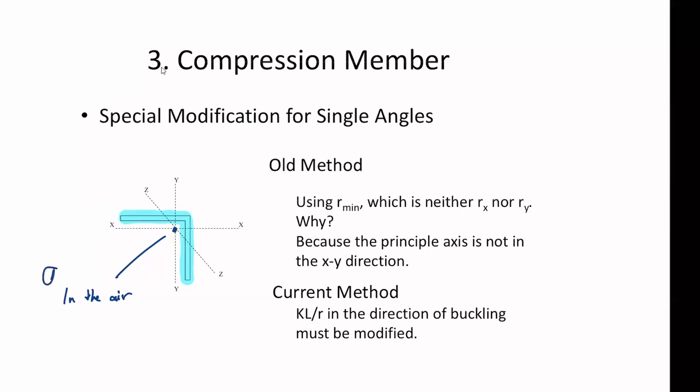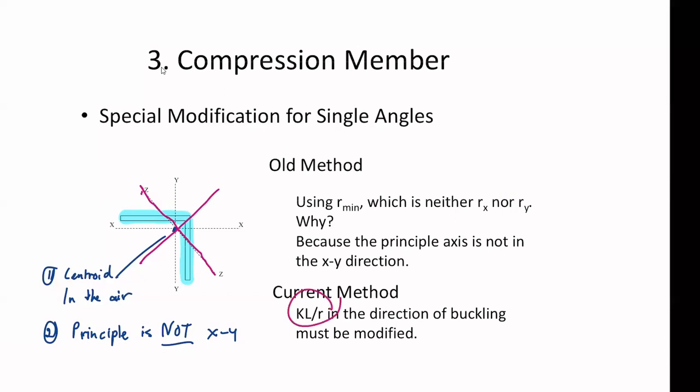First, centroid in the air. Second, principal axis is not the XY axis. Is this the Z axis? So to account for this kind of problem, they now suggest that you calculate the unbraced length and modify it before you use that formula.